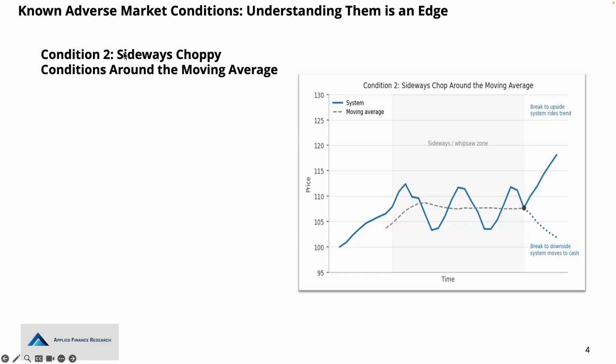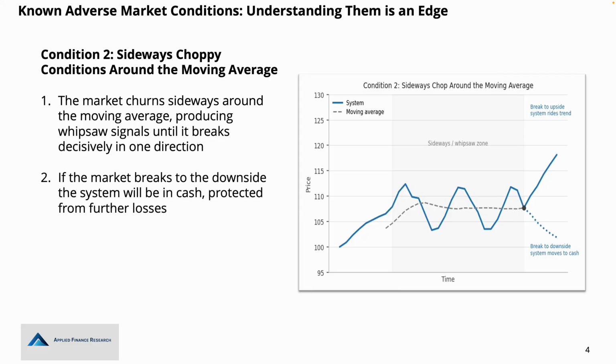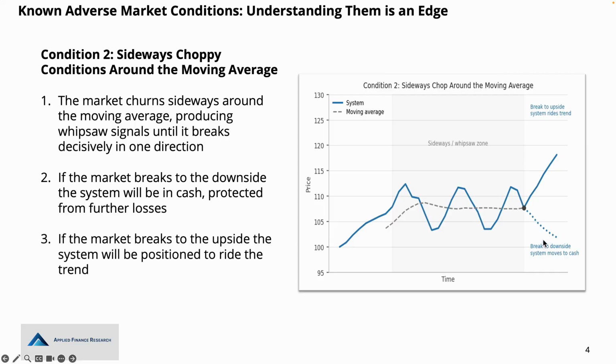So this is sideways choppy conditions around the moving average. Here the market is churning sideways around the moving average and it's producing whipsaws until it breaks decisively in one direction. That's the bad news. Now the good news is, because of the way our systems are designed, if the market breaks to the downside, then our systems will be in cash and protected from further losses. If the market breaks to the upside, then the good news is the system will be positioned to ride the trend. And that is based on the mechanics of the system. However, it only works if you have the discipline to continue following the rules through this sideways whipsaw zone.